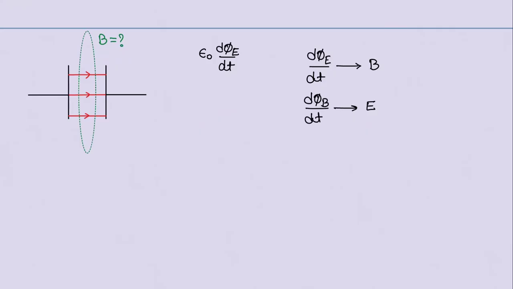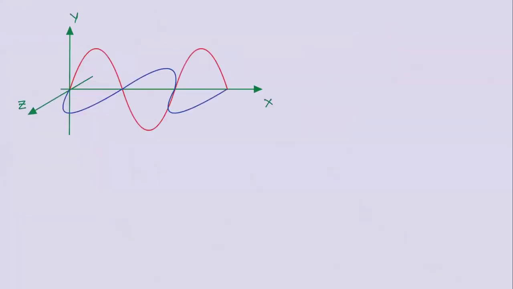Exact diagram I can't make because it is three-dimensional, but the diagram will look like this. Observe. This is electric field E, this is magnetic field B. Importance-wise, compared to eddy currents and transformers, electromagnetic waves are more important. Definitely it is important. So remembering the formulas is very important.